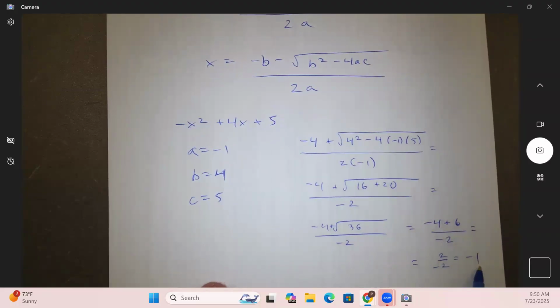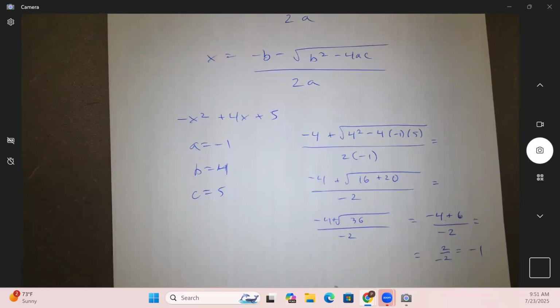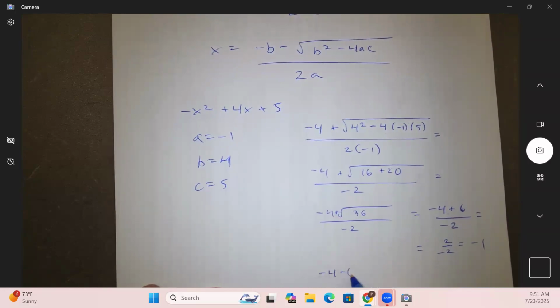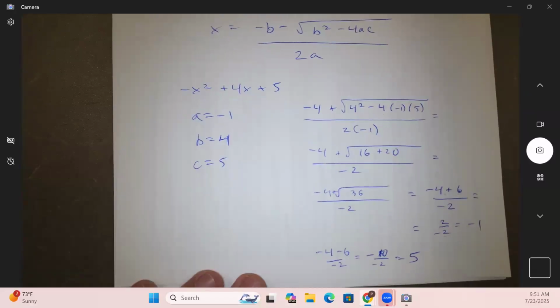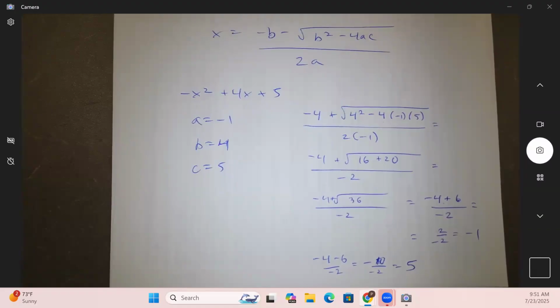And that was one of our x-intercepts. And the other one is similar, except instead of adding 6, it's subtracting 6. So the other one is going to end up being -4 minus 6 all over -2, which is minus 10 over -2, which is +5. It works, but slowly.